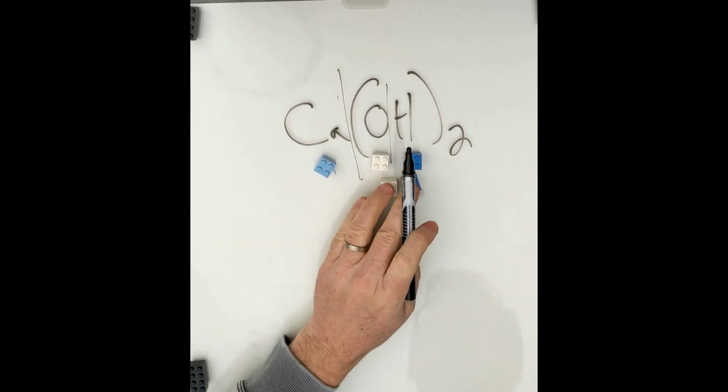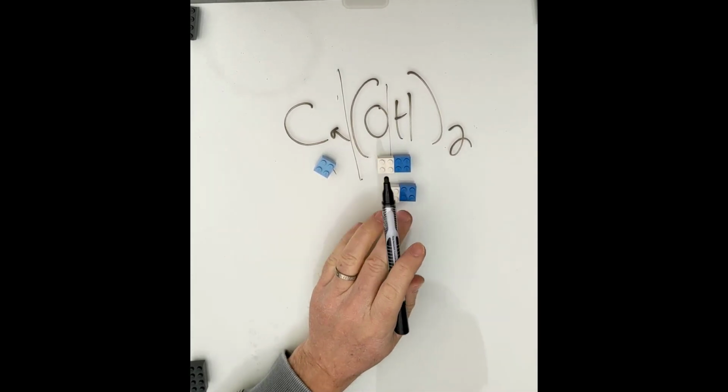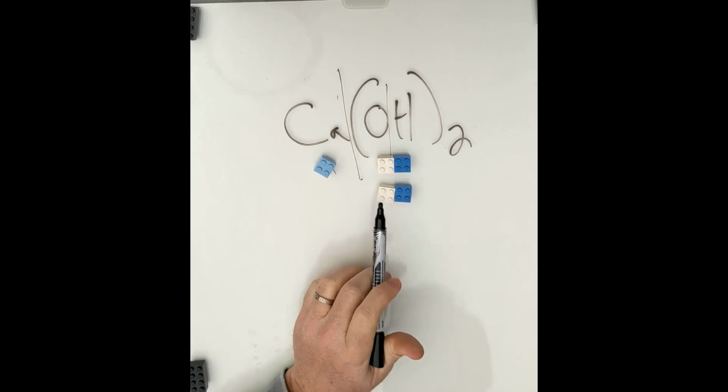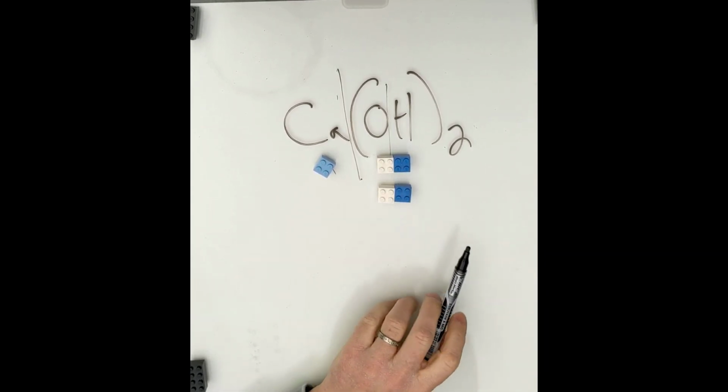but what it really is, there's these groups. Okay, there's a group of OH and there's another group of OH. So there's 2 groups of OH, which when you're counting the atoms is 2 oxygens and 2 hydrogens.